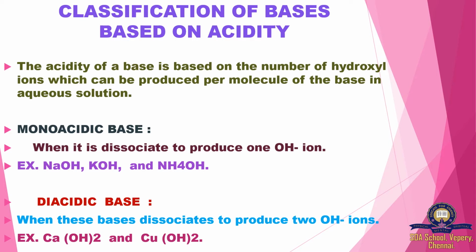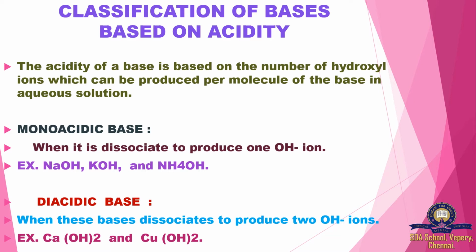Classification of bases based on their acidity. The acidity of a base is based on the number of hydroxyl ions which can be produced per molecule of the base in aqueous solution. When the base is dissolved in water, how many hydroxyl ions is it producing? Based on that, we can classify the bases. First, monoacidic base. It dissociates to produce one hydroxyl ion. Examples: sodium hydroxide, potassium hydroxide and ammonium hydroxide.